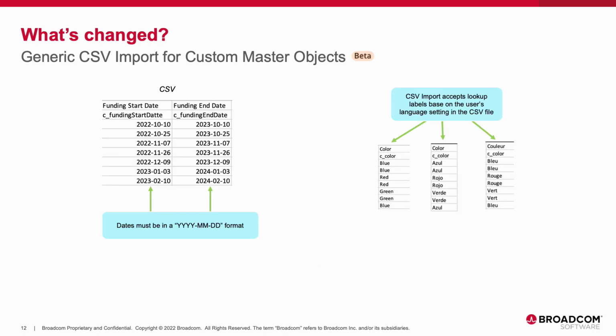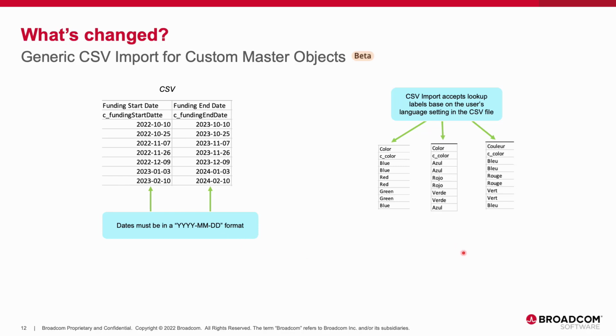I also want to highlight the same thing that we had with the CSV import for row maps. For dates, we use a fixed format of a 4-digit year, 2-digit month, and a 2-digit day. So make sure that's the format you use as part of your CSV import, and the dates will be exported out the same way as well.